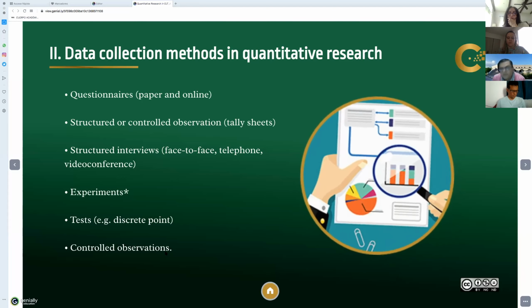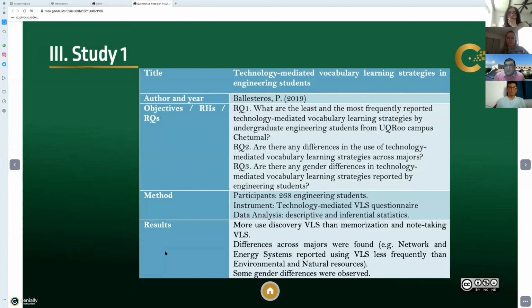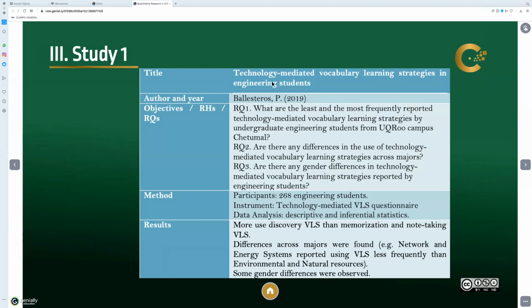Now I'm going to move on to the examples. I have three studies as examples of quantitative research. This one was conducted by Patricia Ballesteros, a former thesista. This is an undergraduate thesis or dissertation, technology-mediated vocabulary strategies in engineering students. That's 2019. As you can see, there are objectives, research questions, or research hypotheses stated.